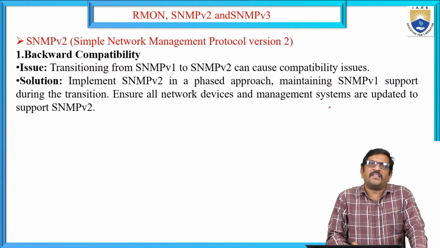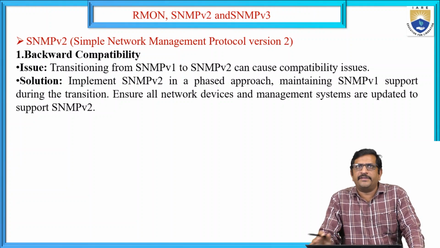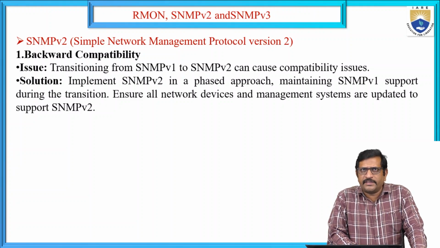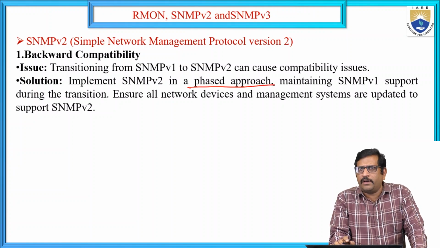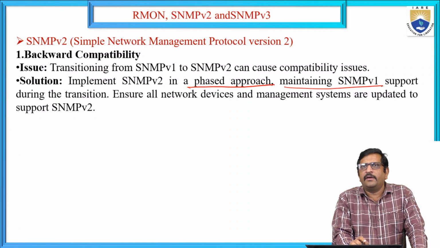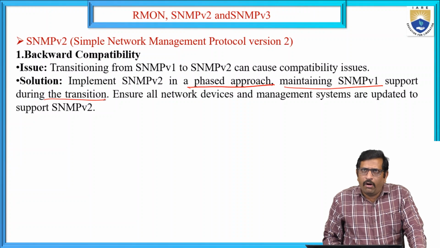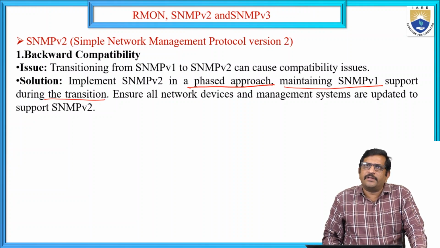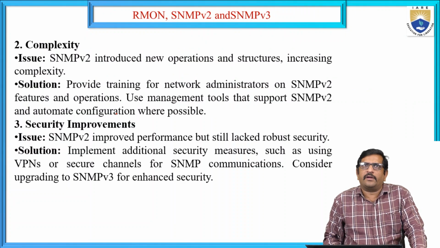Here is SNMP, Simple Network Management Protocol, version 2. Backward compatibility is one issue. Transition from SNMPv1 to SNMPv2 can cause compatibility issues. For that, a phased approach: we follow the SNMPv2 phased approach, maintaining and supporting SNMPv1 during the transition. So this is a solution. All the devices and management systems are updated so that they will support the SNMPv2 network.